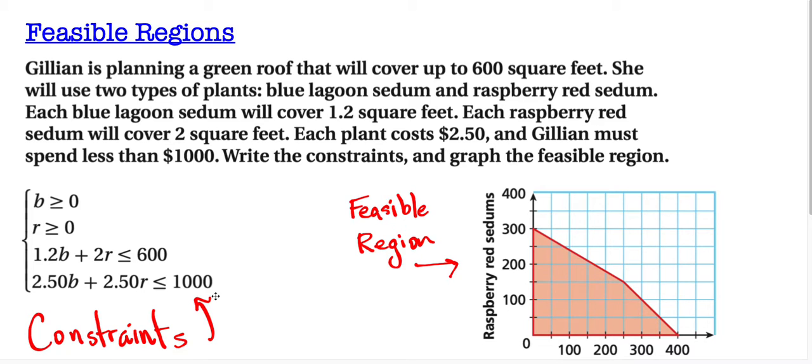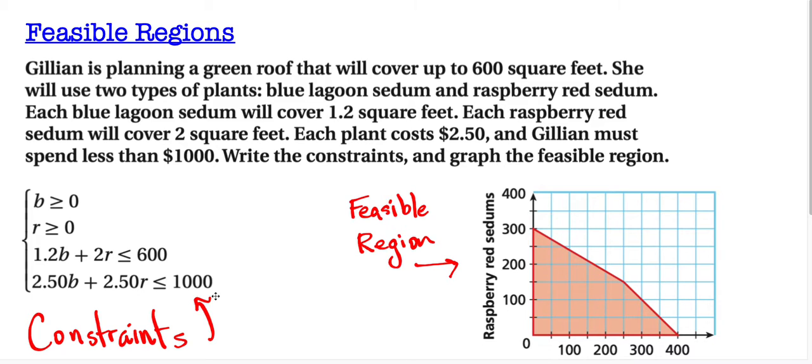The 1.2b plus 2r less than or equal to 600, where does that one come from? The square feet that they covered. Okay, so if you're reading through the problem, it basically only has 2 topics. The square feet and the amount of money. That's going to be the 2 equations. That's generally how these linear programming problems are going to be set up, is that the topics that you've been given information on are going to be the equations.